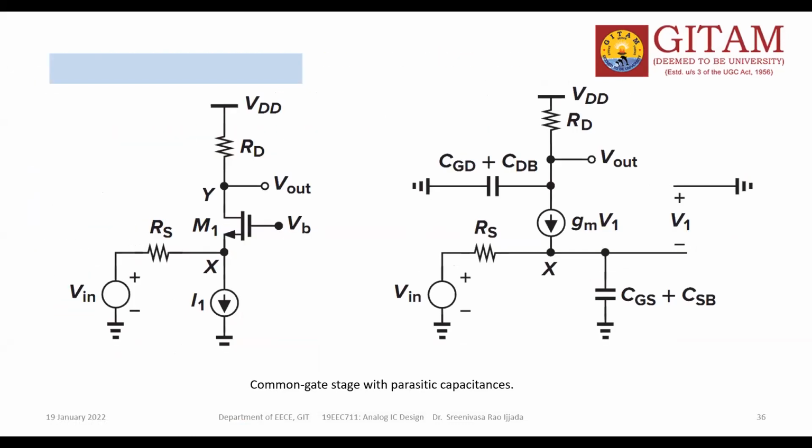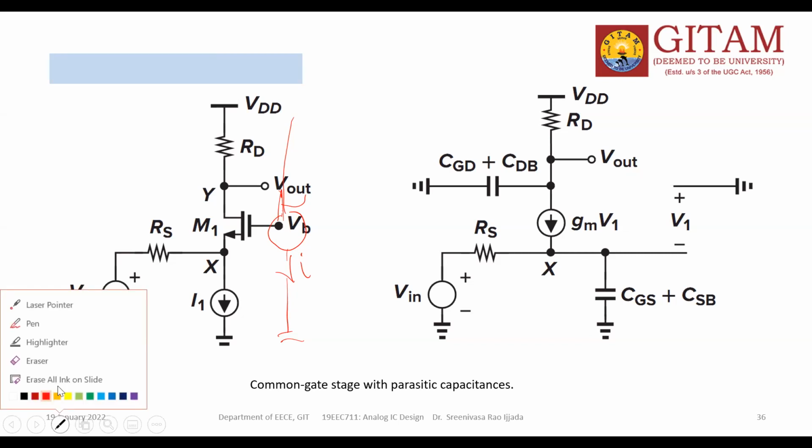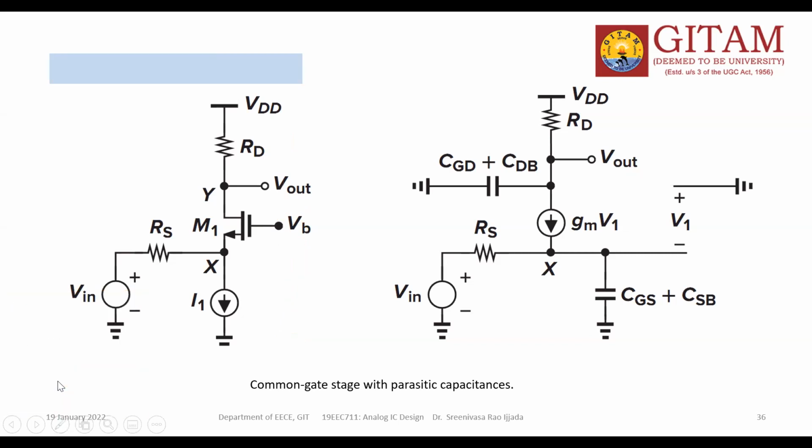We are going to start the common gate stage. This is the common gate stage. See, in the common gate stage, this is the gate which is common between the input and output side. You can apply the input here, and you can collect the output here. This is the RD resistance, this is the M1 transistor, and RS is the source resistance. The source means voltage source whose internal impedance is RS.